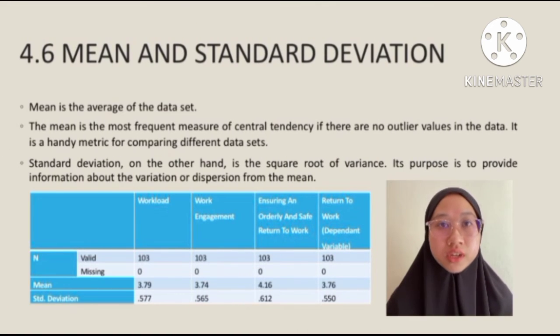Mean and standard deviation. Mean is the average of the data set. The mean is the most frequent measure of central tendency if there are no outlier values in the data. It is a handy metric for comparing different data sets. Standard deviation, on the other hand, is the square root of variance. Its purpose is to provide information about the variation or dispersion from the mean.